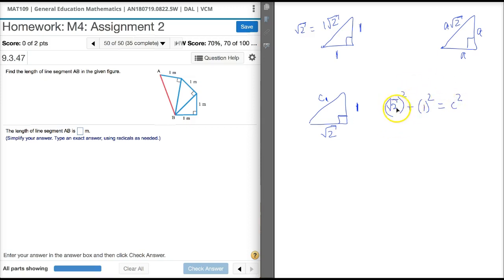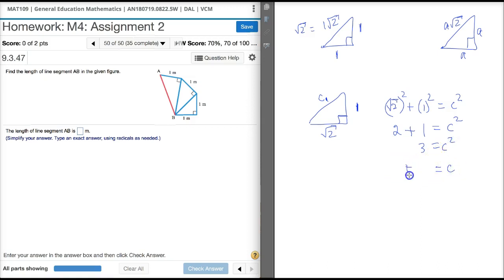And square root of 2 squared is just square root of 2 times itself, which is square root of 4. And square root of 4 is just 2. So anytime we take the square root of something and square it, it just ends up being what's under the radical there. And of course, 1 squared is just 1. And 2 plus 1 is 3.